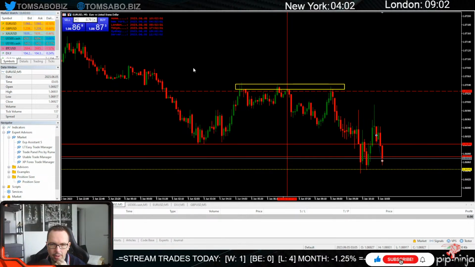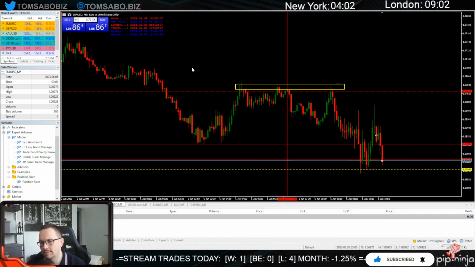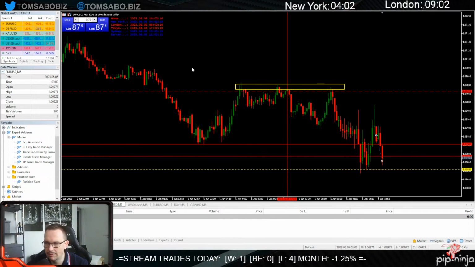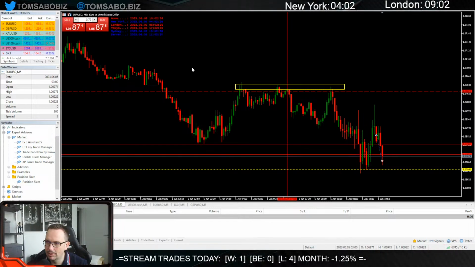On live funded accounts, do you risk 1%? I risk 0.3%, 0.25%. On live funded, 0.25, 0.3. No, man. Look at this trade. It's very bad. It's going to go back up and I'm going to lose my shit.